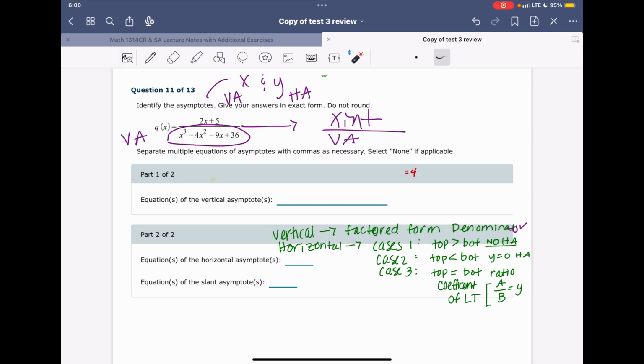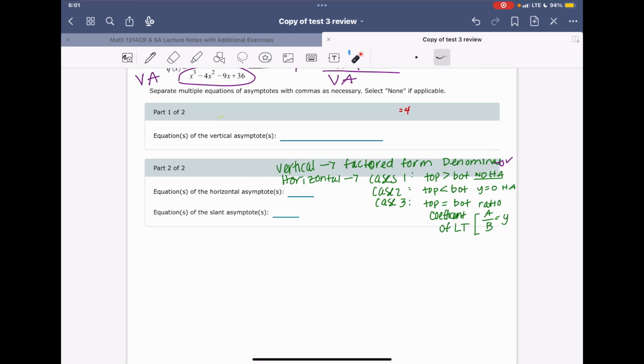So then from here, let's answer the first part. It says equations of the vertical asymptotes. Separate multiple equations of asymptotes with commas if necessary. Select none if applicable. Okay. Vertical asymptotes, let's go ahead and factor the denominator. The denominator is x to the third minus 4x squared minus 9x plus 36. You have 4 terms. That means you're going to factor the first 2 and the second 2.